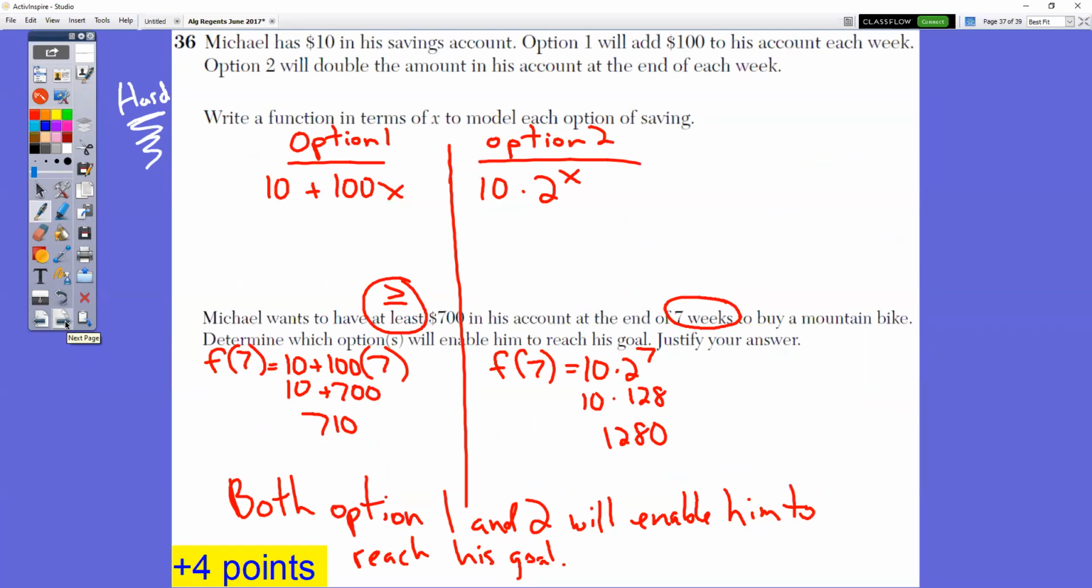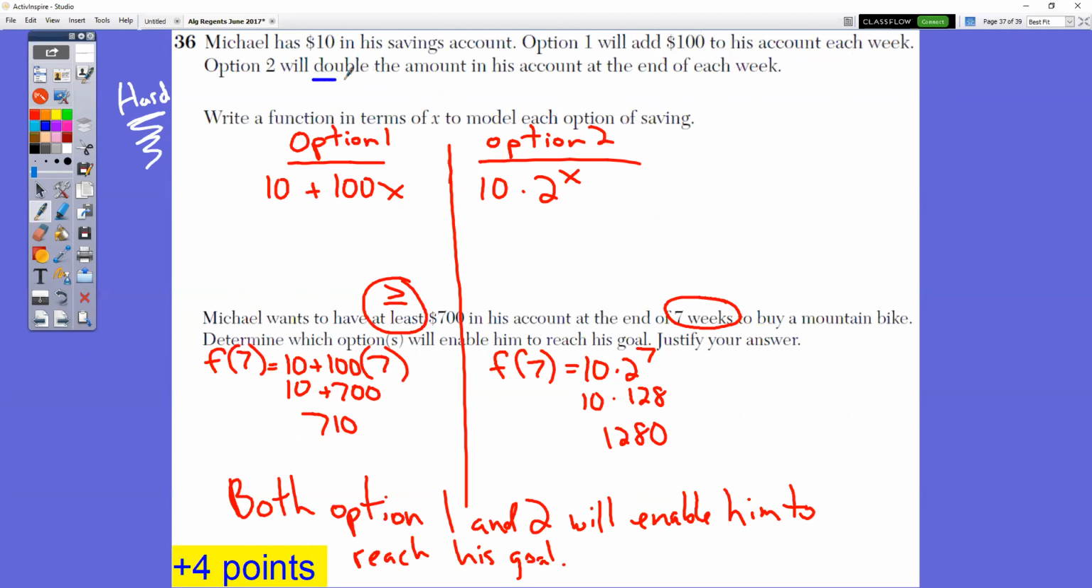It says Michael has $10 in his savings account. Option number 1 will add $100 to his account every week. So he's just going to take that $10. After every week, he's adding 100. So after week number 1, he has 110. After week number 2, he has 210. After week number 3, he has 310.